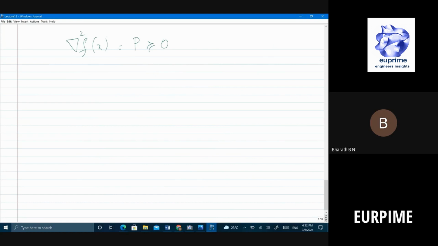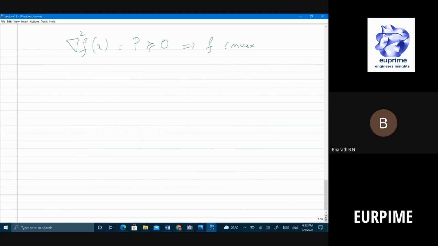On the other hand, if it is negative semi-definite, it's concave. That's all. What happens if it is equal to 0? I mean, meaning it's equal to 0, meaning it's a line, right?